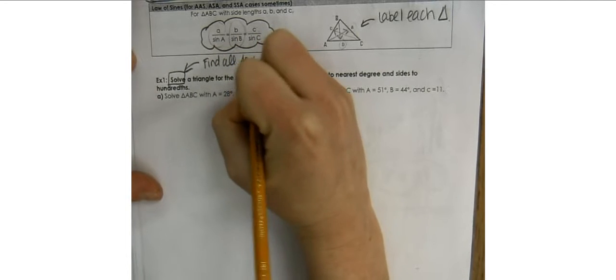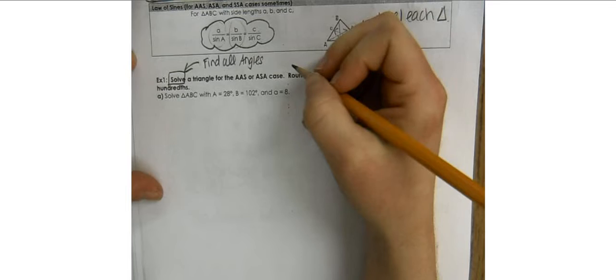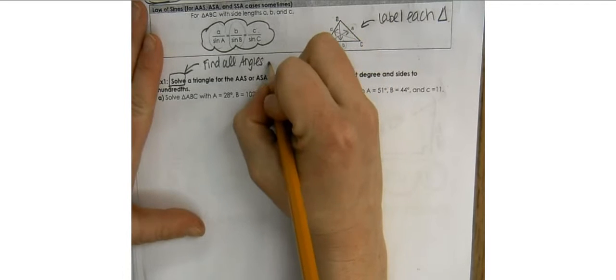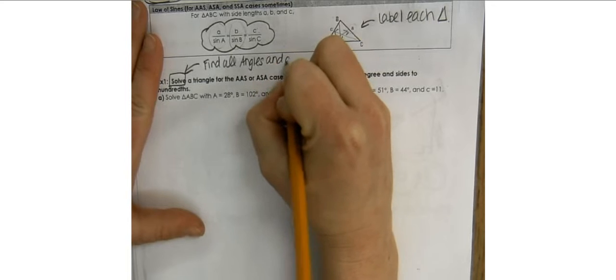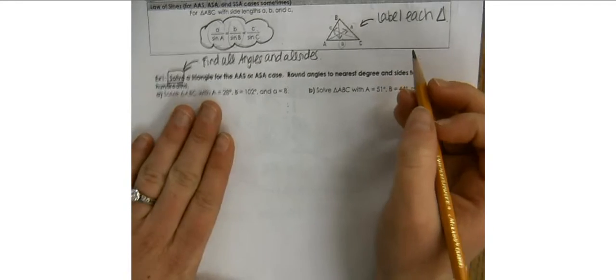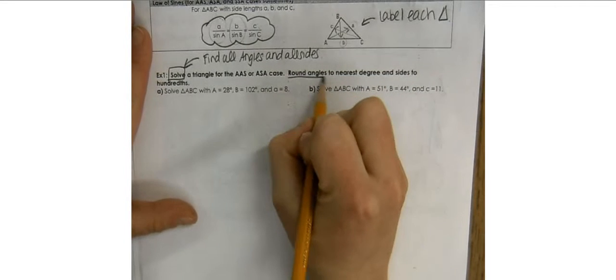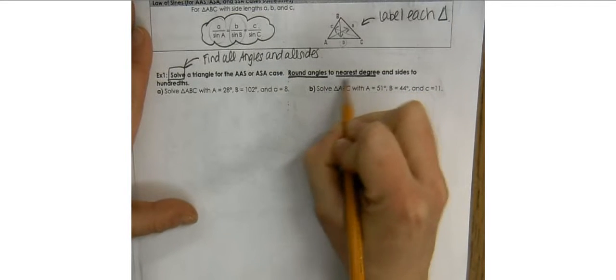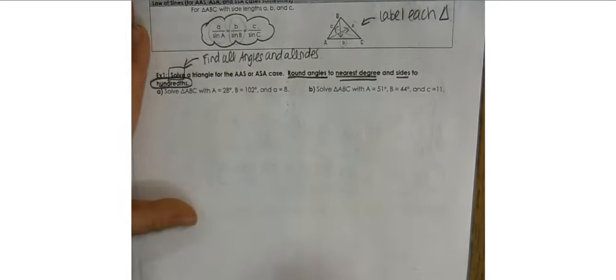So we even list given information whenever we are trying to find things that are missing. So we want to find all angles and all sides. So the first thing I'm going to do is draw a picture representing each of my situations, making sure that when I do find my angles are rounded to the nearest whole degree and that my sides are rounded to the nearest hundredth.